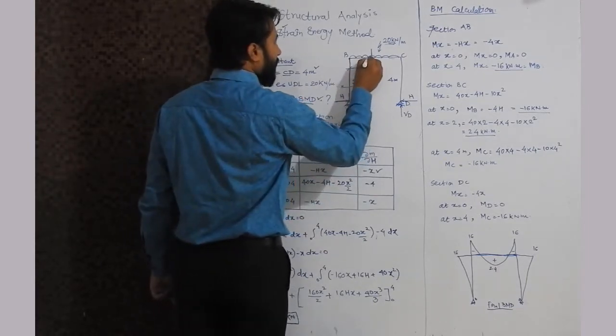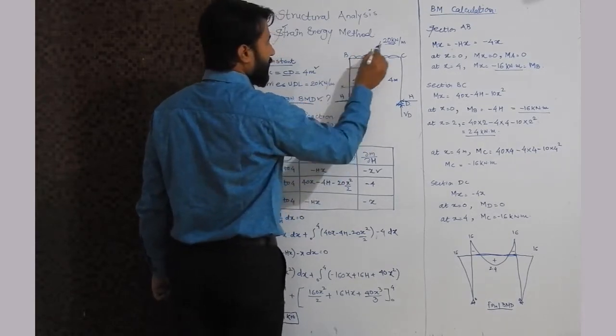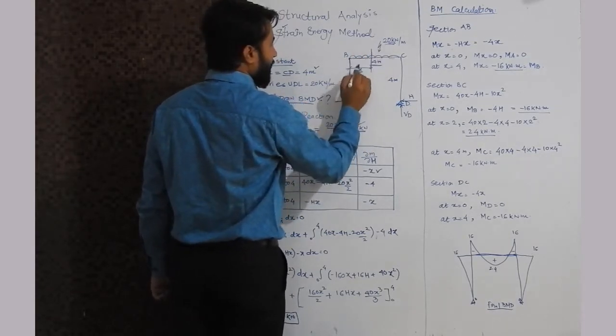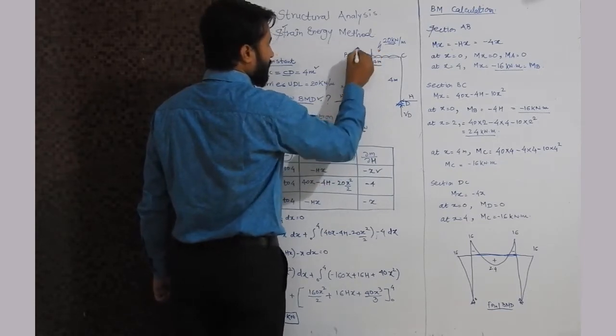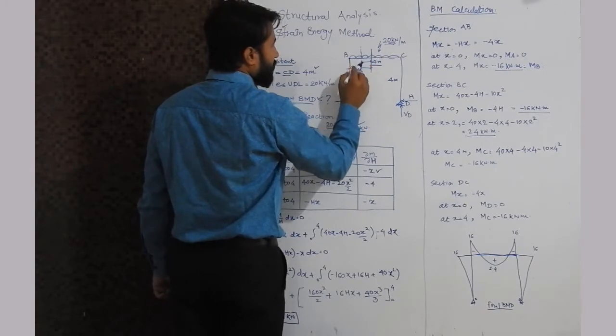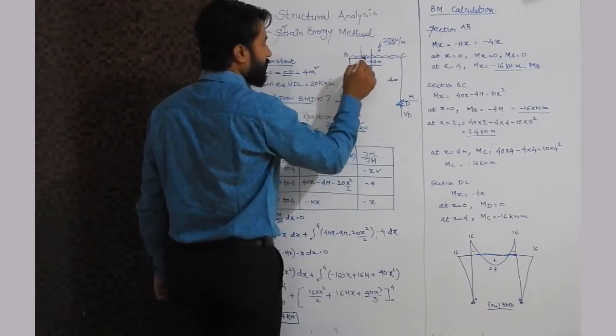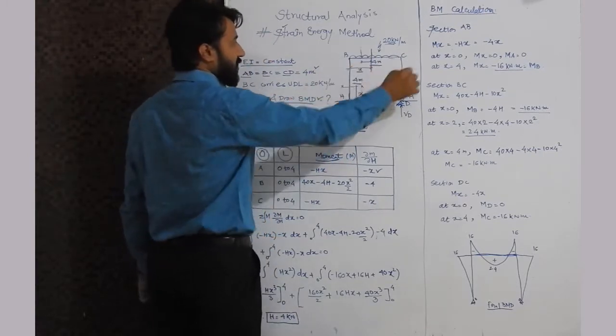Then when UDL is acting at this point. The intensity of this UDL is 20 and the distance is x. So this will be 20 into x, which will be situated at a distance of x by 2. So 20 into x by 2, the total value is 20x square by 2 and the rotation is anti-clockwise.